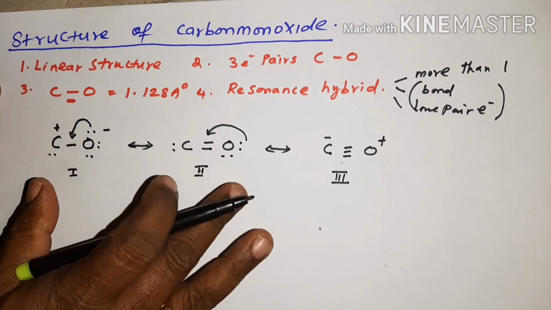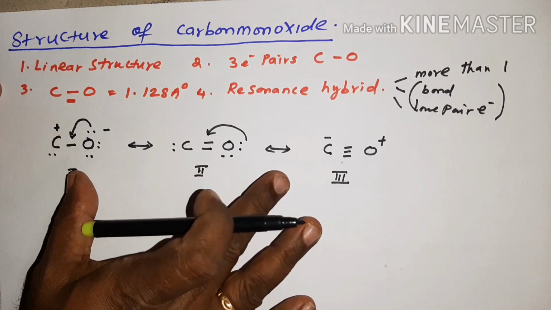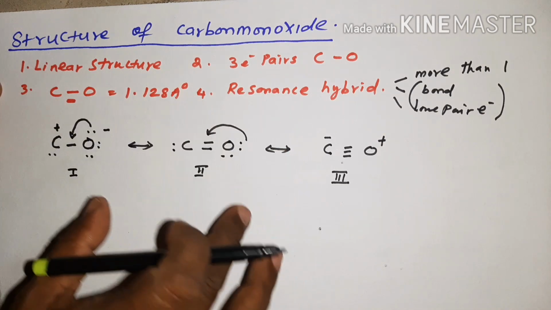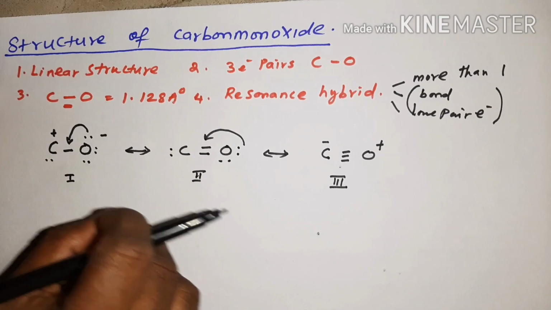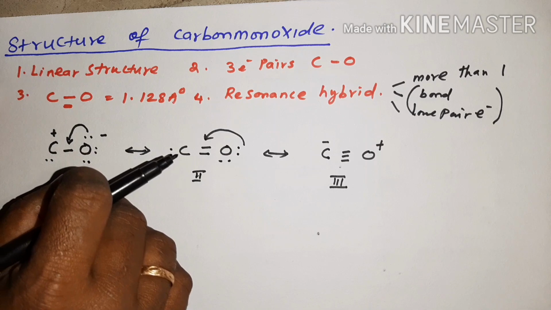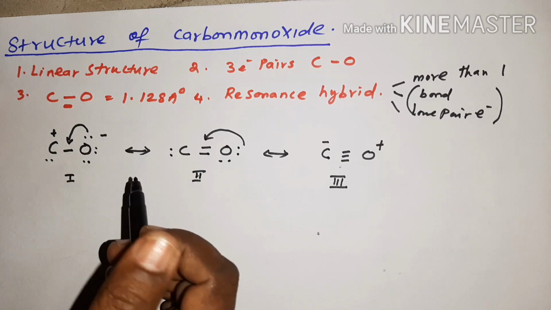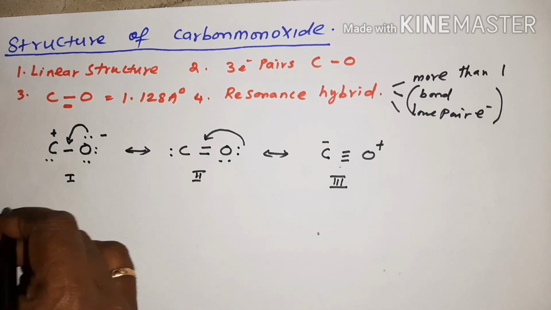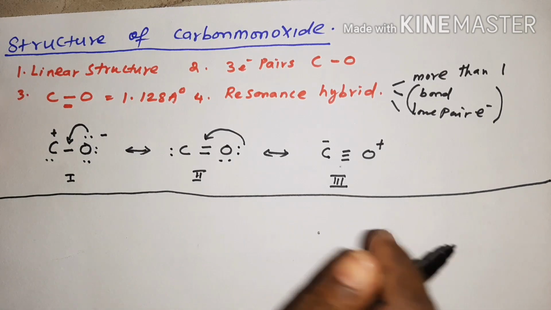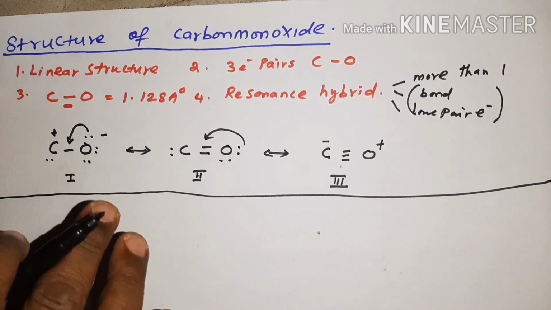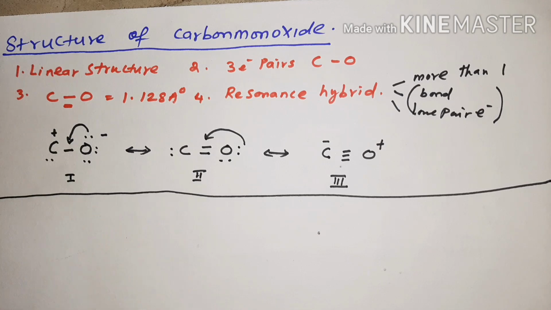So that's all for the examination point. You can write only the structure and these 4 points, you will get the full mark. But you should know how these 3 structures are obtained. So I will explain, listen very carefully. For the examination point, this much is enough, but you should know how these structures are obtained.